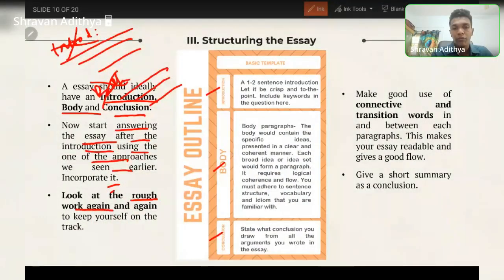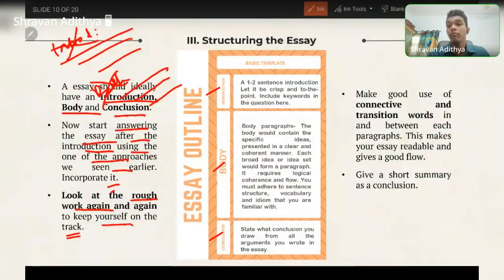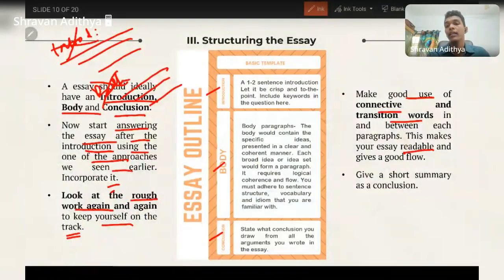Now look at the rough work again and again to keep yourself on track. Whatever points you have jotted down at the end of the paper, go and refer to them again and again so that you do not forget anything. Then make use of good connective and transition words in and between each paragraph. This makes your essay readable and gives a good flow. We are going to see what these connective and transition words are and how to use them. This is very important to ensure there is good coherence between your last paragraph and the next paragraph.